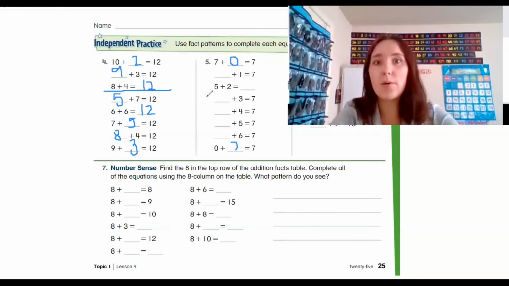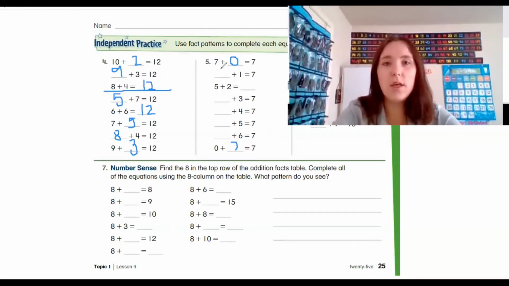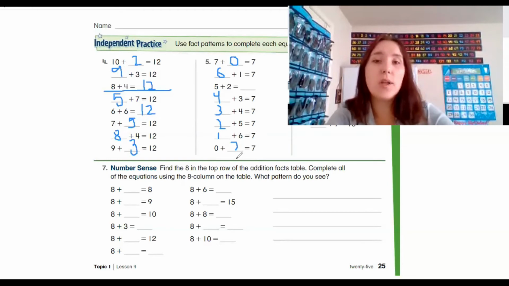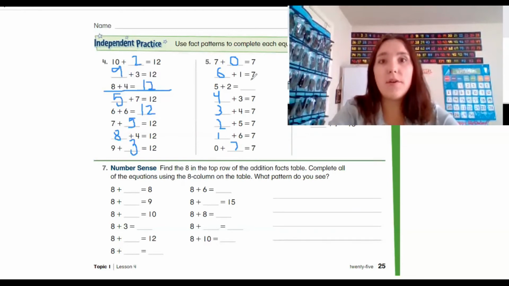So let's count backwards from 7. So 7, 6, 5, 4, 3, 2, 1. Good. And because our first addends went down by 1 and our second addends went up by 1, that means all of our sums are the same. So this one right here is also going to be equal to 7.